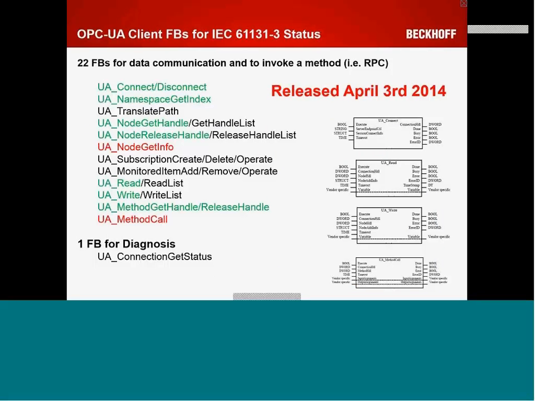PLCopen released this year a set of function blocks to deal with the various OPC client and server needs. The two ones I find most interesting are UA, in red there, UA node get info and UA method call. Get info. Tell me what you are. Tell me what data you have. Tell me what I can access. And when you deploy a server, you feed it with those things. And rather than having to program this in, you go out and discover it. And that is an amazing way to go about things.